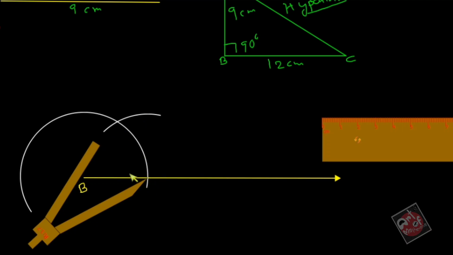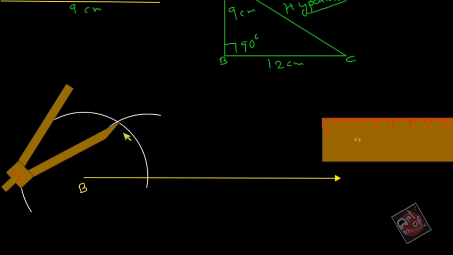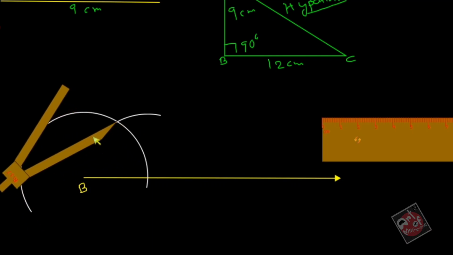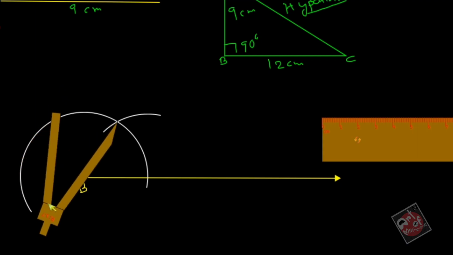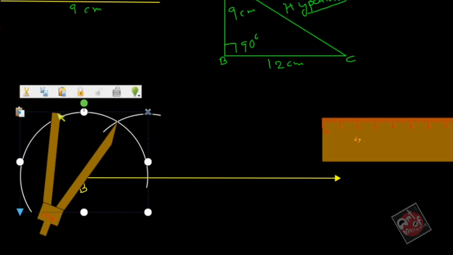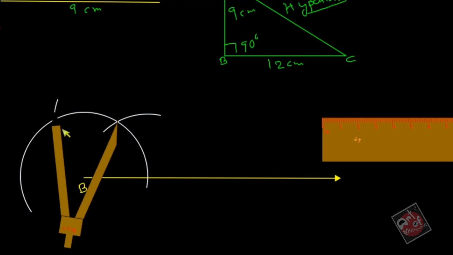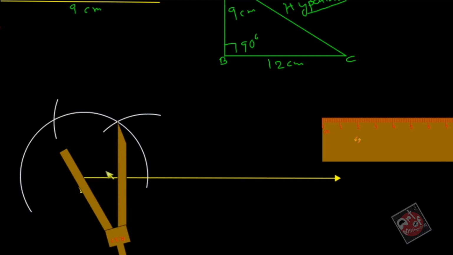From there cut another arc. Now the second arc, this is 60 degree. Now from this second arc, where the arcs intersect, you have to cut another arc on the previous arc, this one. Now what to do? One more thing I have to do.